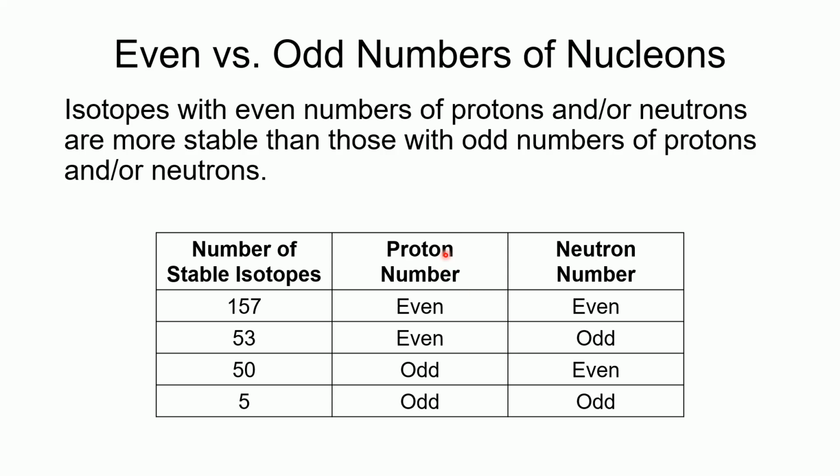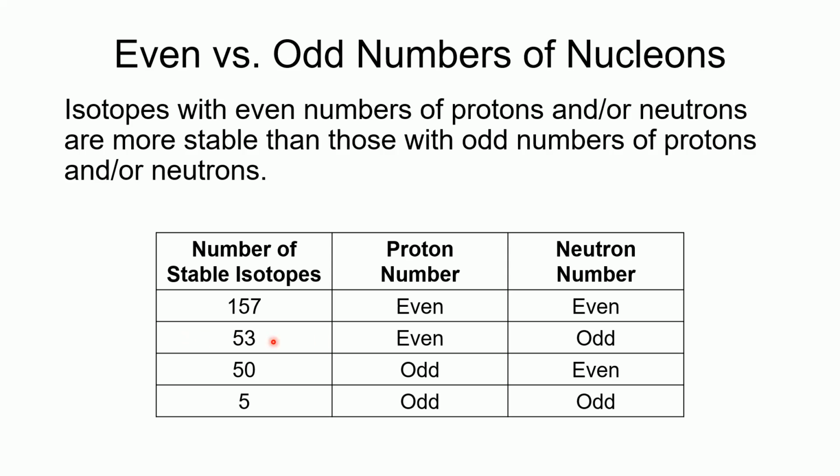Now, some other patterns that we will run into: there are four possibilities when we are looking at any particular element. We can have either an even number of protons and an even number of neutrons, or even-odd, or odd-even, or odd-odd. There are 265 stable isotopes that are known, and about 3/5 of those have both an even number of protons and an even number of neutrons.